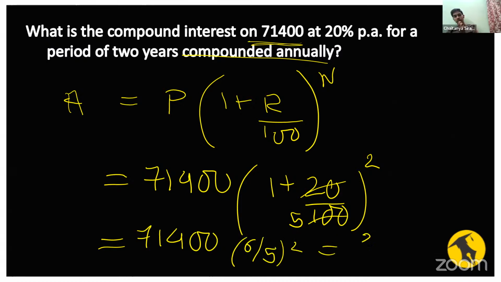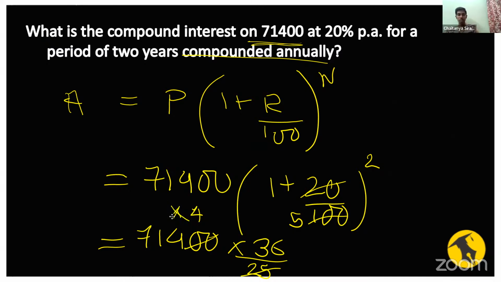So I can write it as 36 upon 25. Or you can write it as 6 by 5 into 6 by 5. If it's cancelling out, you can write it 6 by 5 into 6 by 5, but I don't see anything to cancel here. So I'll straight away write it as 36 by 25. So if I divide this by 25, you will get, let's say it is 714 into 100. So this will be into 4.